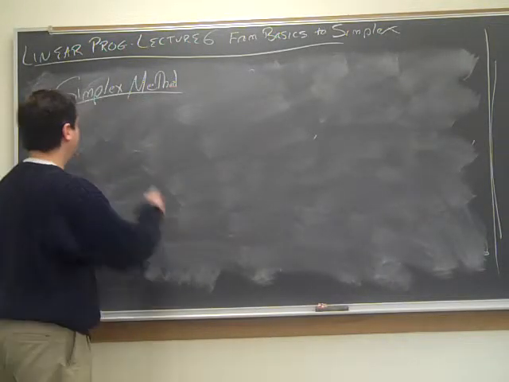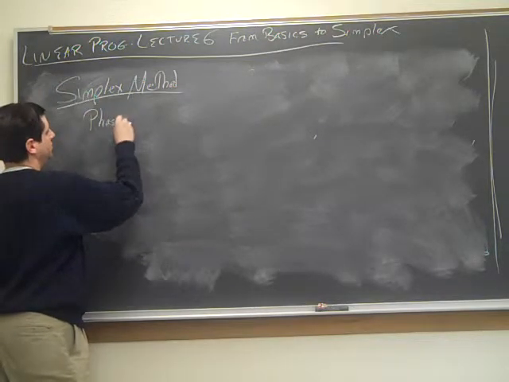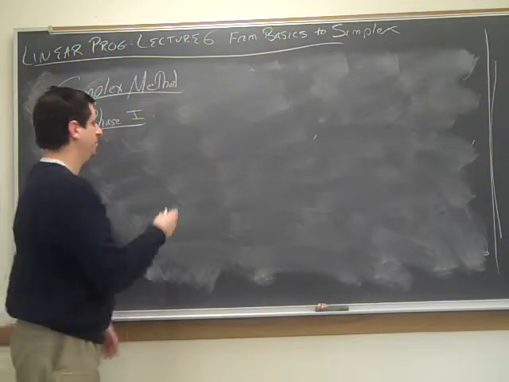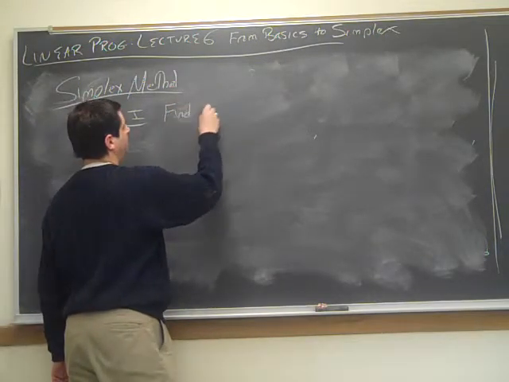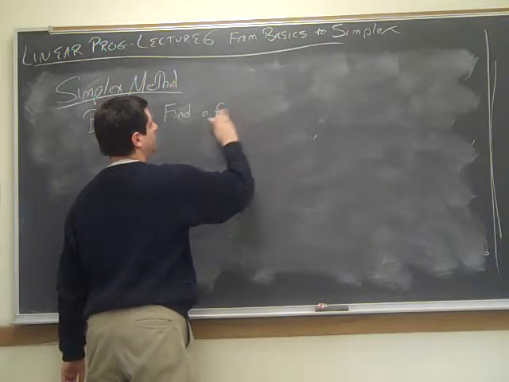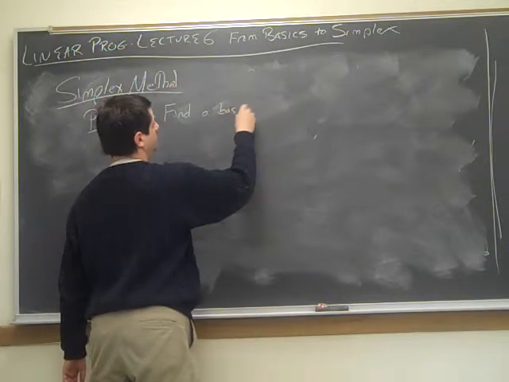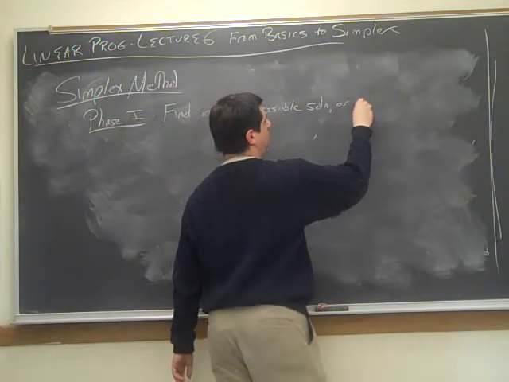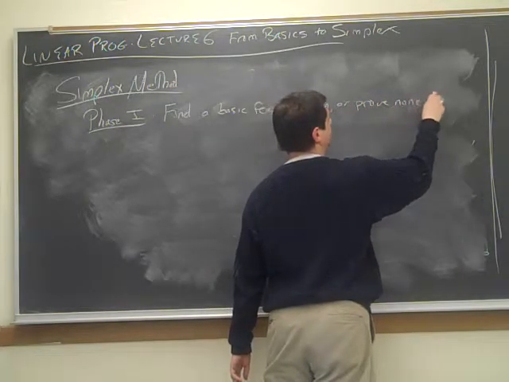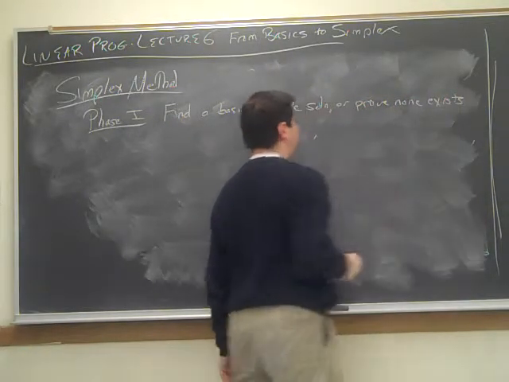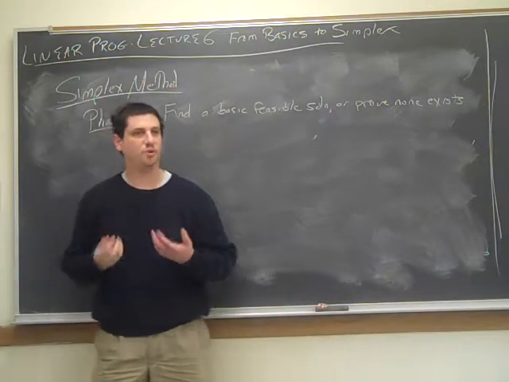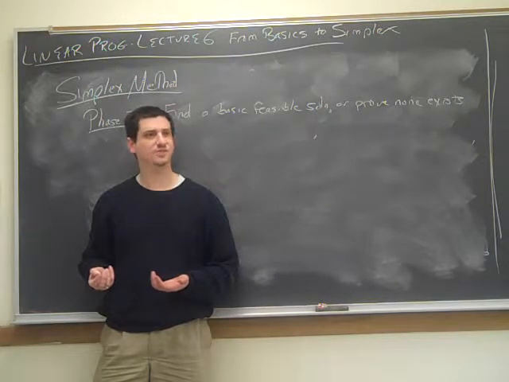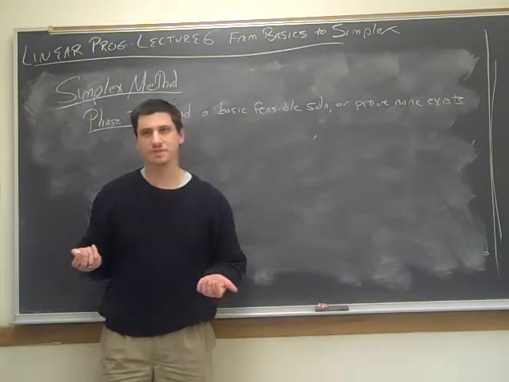And the simplex method has 2 steps. So phase 1: we're always going to be given a canonical linear programming problem. Find a basic feasible solution, or prove none exists. So that's step 1. Does this seem a reasonable step 1 to trying to solve a linear programming problem? Check and see if there's a basic feasible solution.